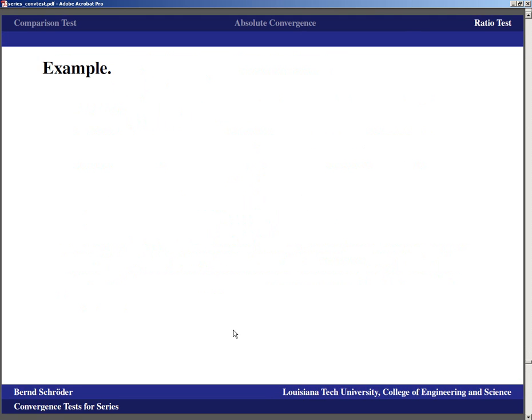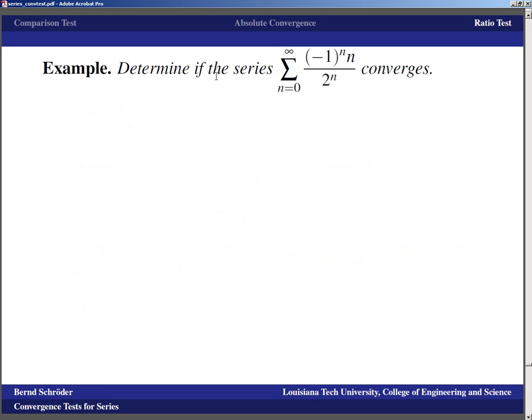We're now going to look at how the ratio test acts. We'll have two examples. The first one is to determine if the series sum n equals 0 to infinity, -1 to the n times n divided by 2 to the n converges. So we take the limit of the quotients of consecutive terms, which are -1 to the n plus 1 times n plus 1 divided by 2 to the n plus 1 divided by -1 to the n times n divided by 2 to the n, right?